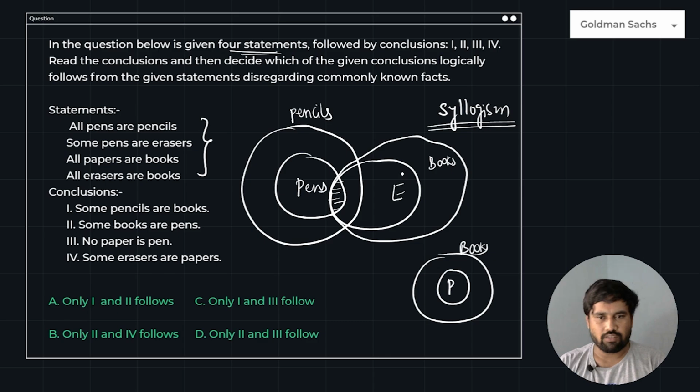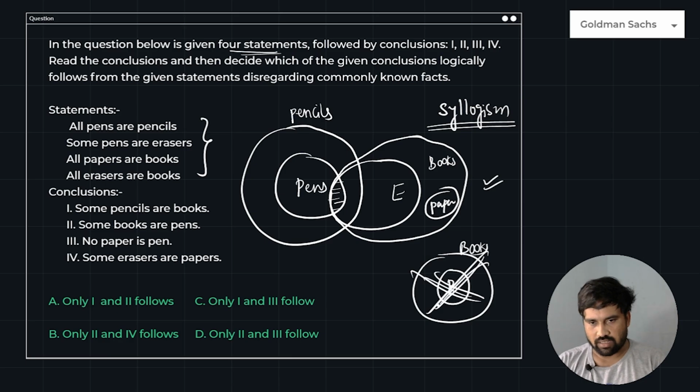And what is the relationship between books and the papers? Papers is a subset of books, but we don't know the relation between erasers and papers, so that's why I never intersect them. Okay, so this is the diagram you have to take care of. This is a sum. You don't have to consider this. Just look at the conclusions. What will be the correct and what will be the wrong ones?